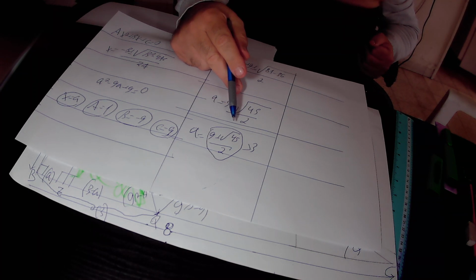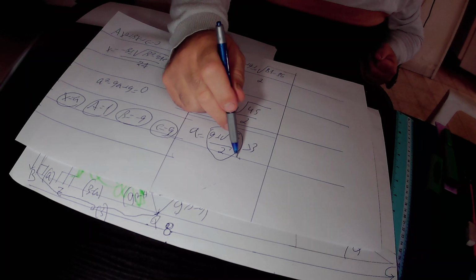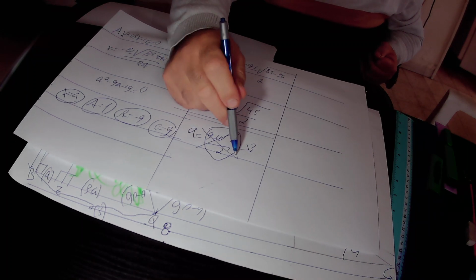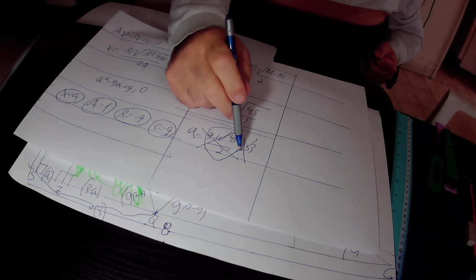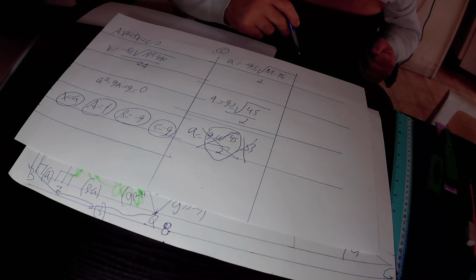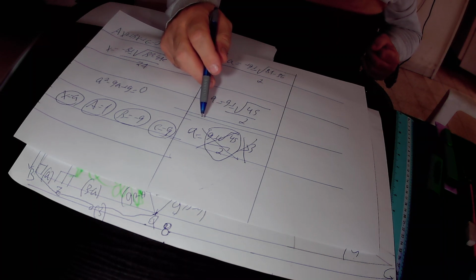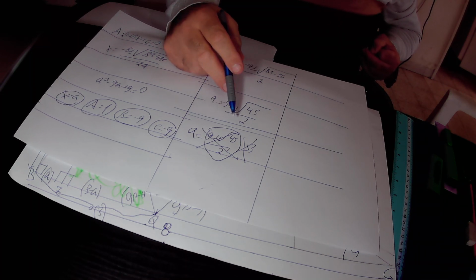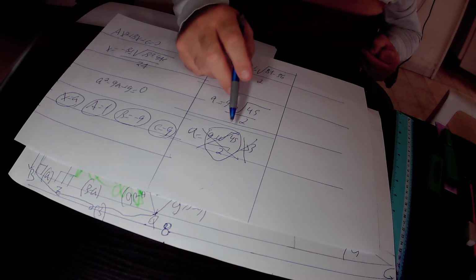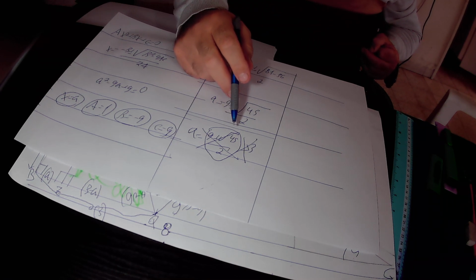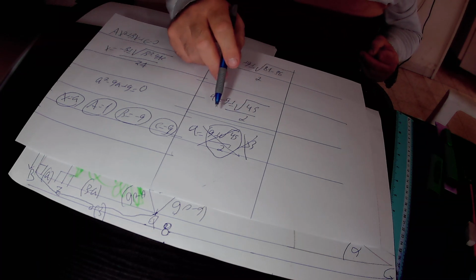Therefore, this solution is incorrect. We cancel this solution, because the radius of the small circle must be less than 3, but we found that according to the first solution for a, the radius of the small circle is greater than 3. Therefore, this solution is incorrect. We cancel it and we are left with only the second solution that is possible for a.